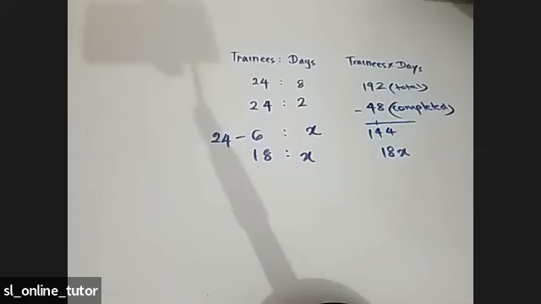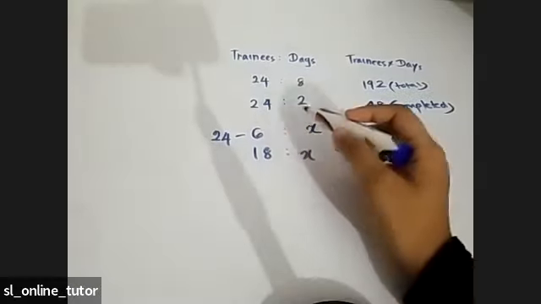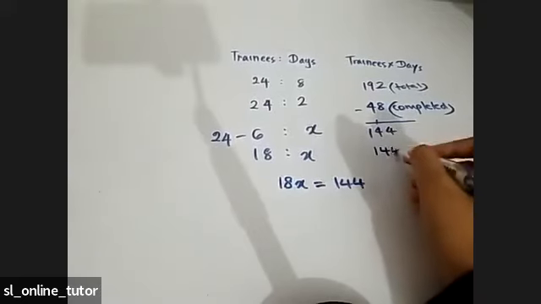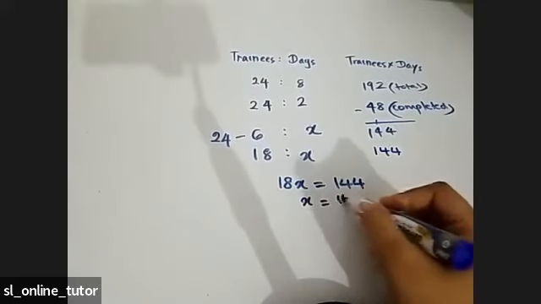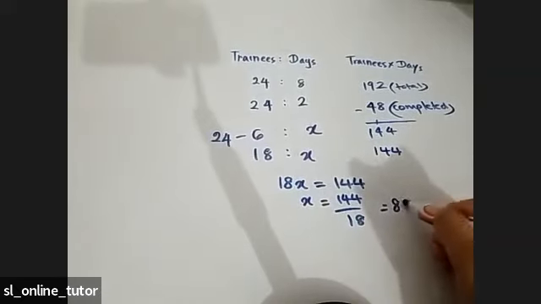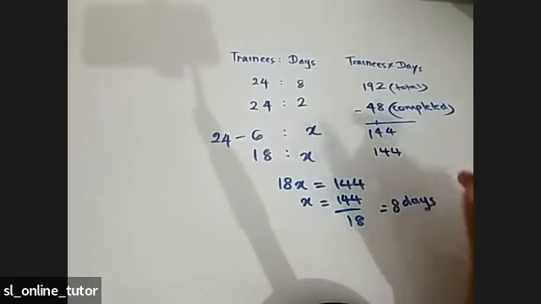So they're asking to show that the remaining food is sufficient for 2 extra days beyond what was initially planned. Now, if the people leave, we can get more food. So first we'll find this one. 18x is equal to 144. Then x is equal to 144 divided by 18. You can get 8 days. Okay, 8 days. But this is not the answer because they planned the food is enough for 8 days.